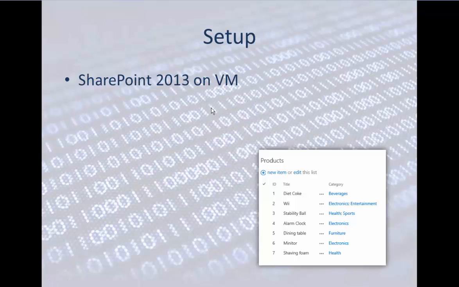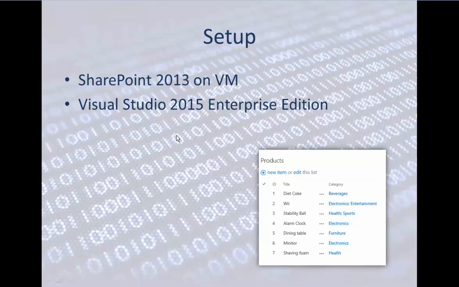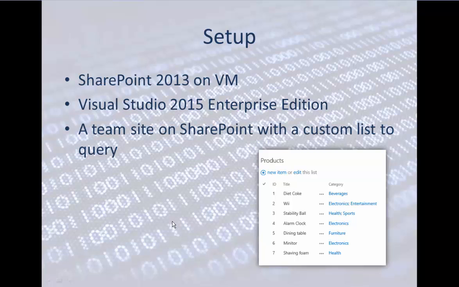We are running this demo on SharePoint 2013 on a VM. We are using Visual Studio 2015 Enterprise Edition. And we have a team site on SharePoint with a custom list to query. And here is our list called products. So we would like to query this list based on the title field.